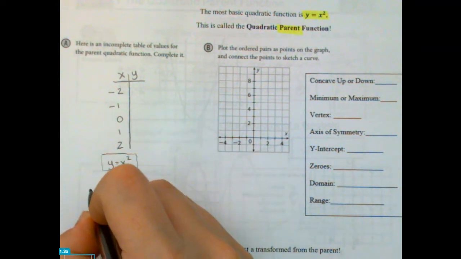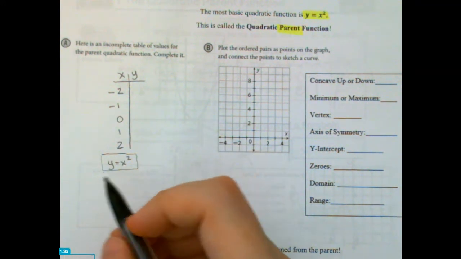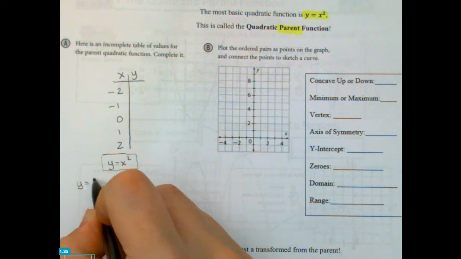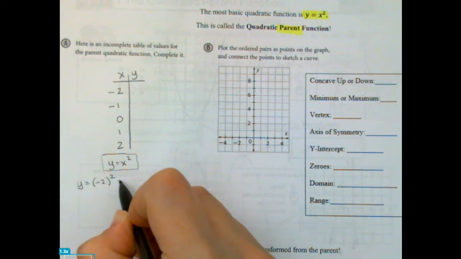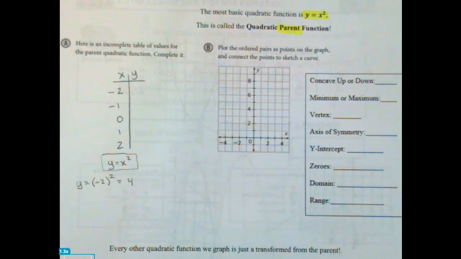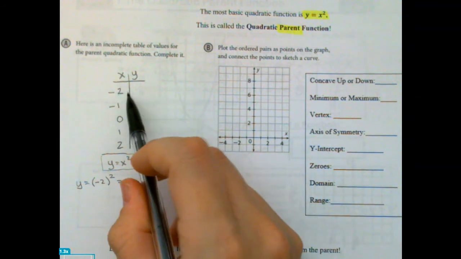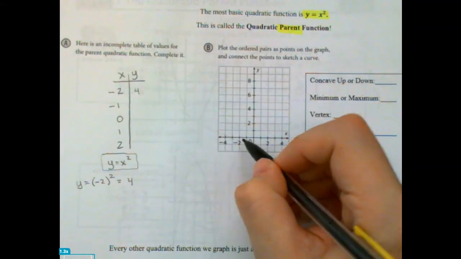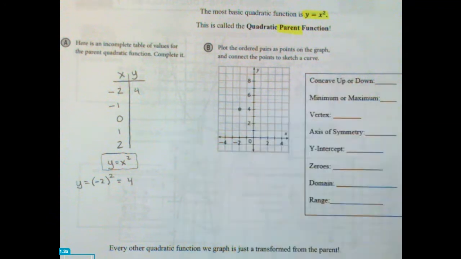So if I want to find what y is at x equals negative 2, I'm going to plug in negative 2 and get 4. So what that means is when x is negative 2, y is 4, and I can plot that point, negative 2, 4, onto my graph. That's how an equation is related to a graph. It's been a while since we've done this, but this is how we make tables of values.